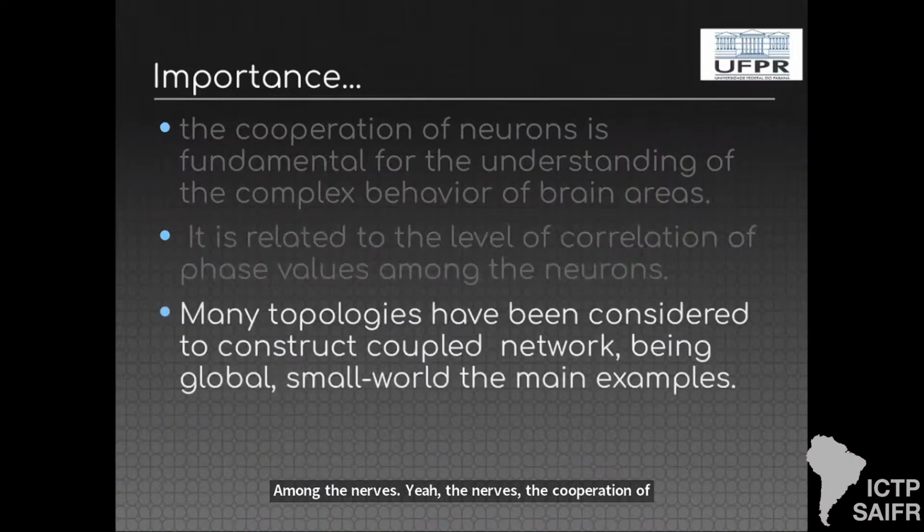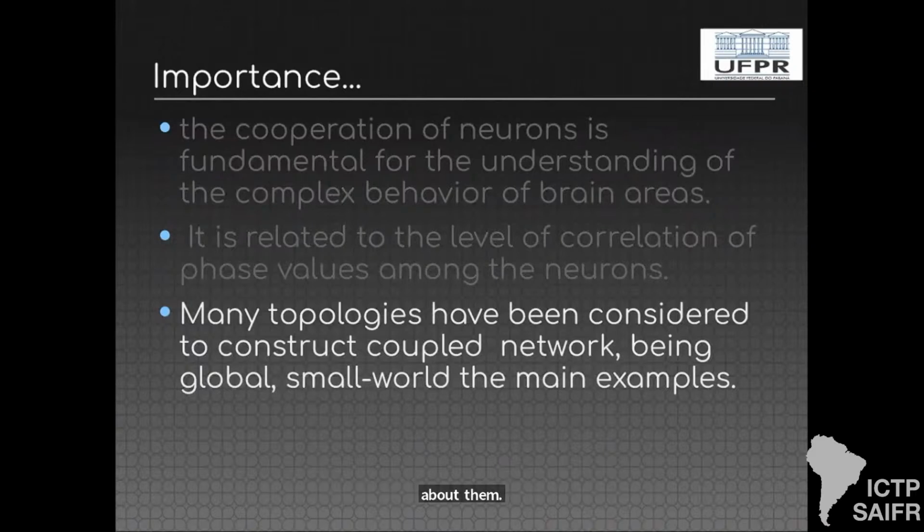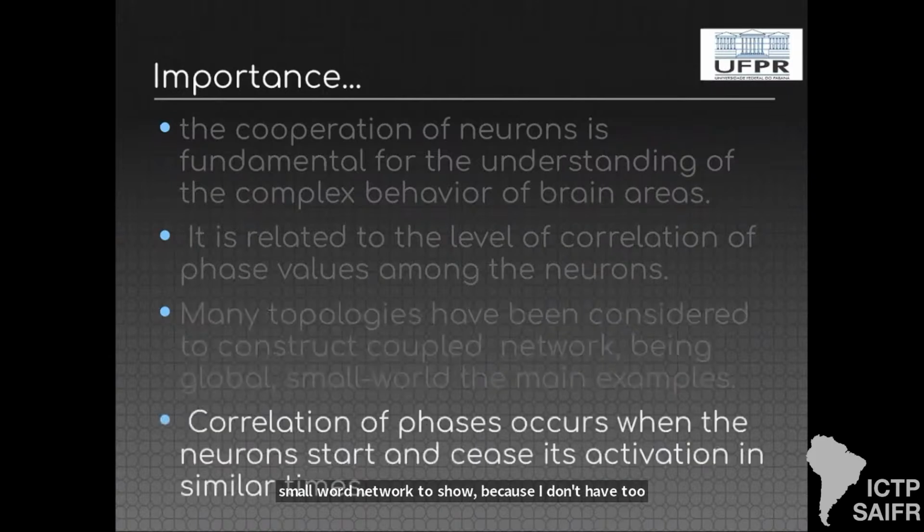And many topologies have been considered to construct coupled networks, and based on experimental evidence, we can find in nature small world networks. We can also find global networks, scale-free networks, and in the brain, there are a lot of works that say that some parts of the brain are just a random network. Some parts of them are small world networks. Here I use a small world network because I don't have too much time to show more examples. And the correlation of phase occurs when the neurons start and finish their activation at almost similar times.